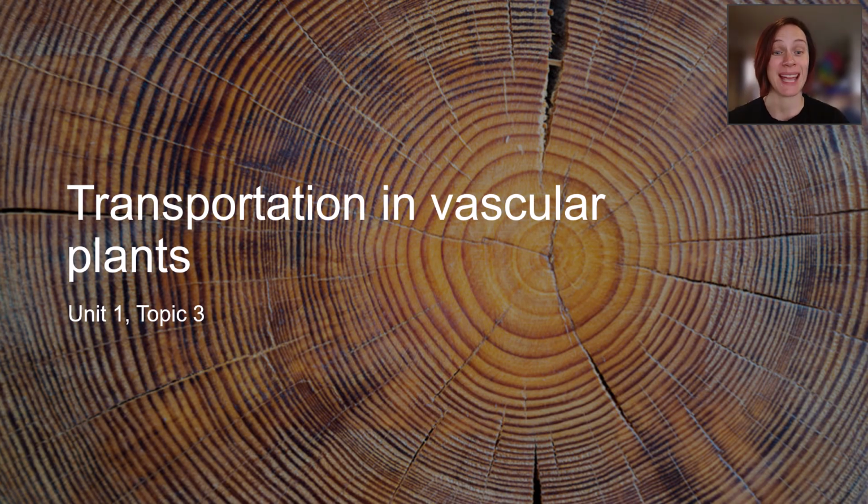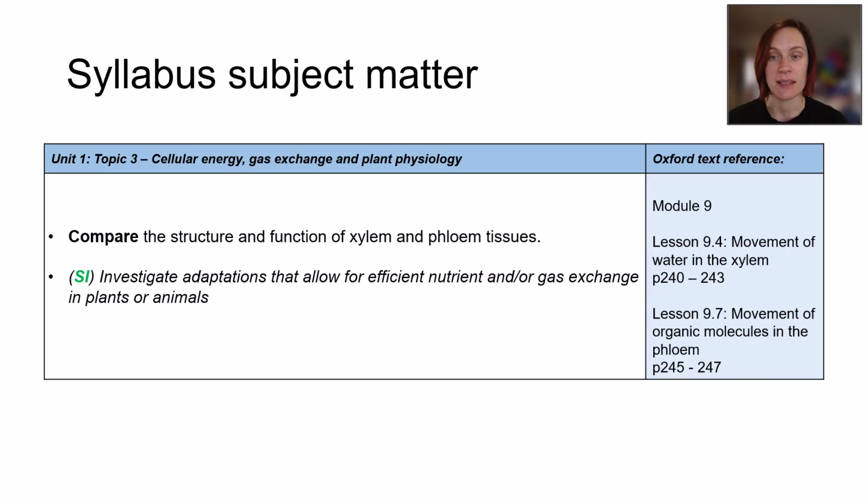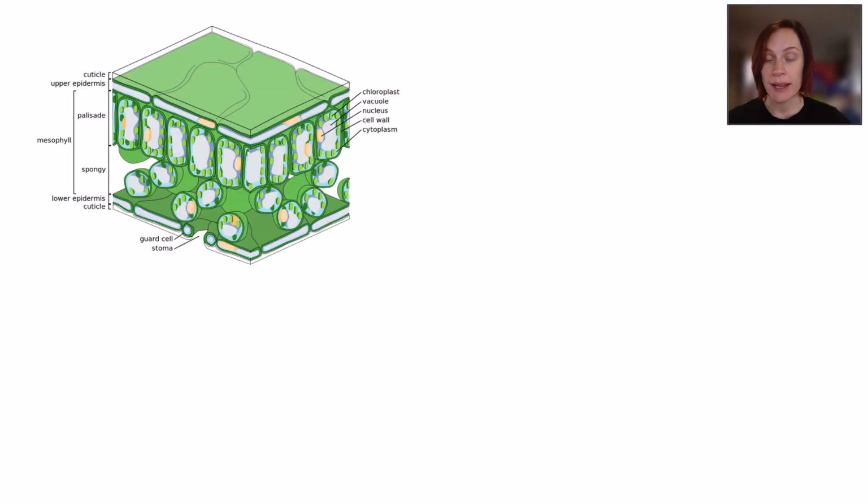We're looking at transportation in vascular plants this time around, and this is to follow on from our other plant exchange surfaces, but this time we're looking to compare the structure and function of xylem and phloem tissue. So we know that autotrophs use light energy to make their own chemical energy source via photosynthesis, and that this process is occurring in the leaves, in the chloroplast, essentially.